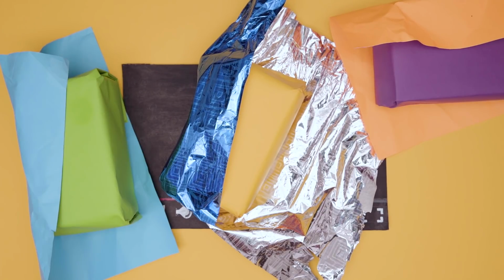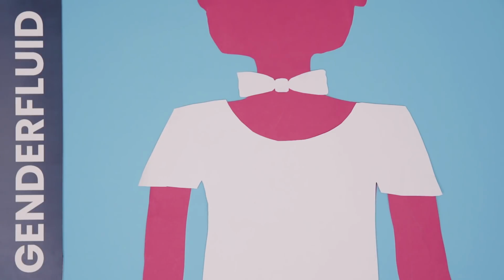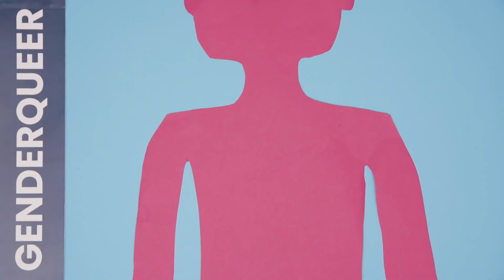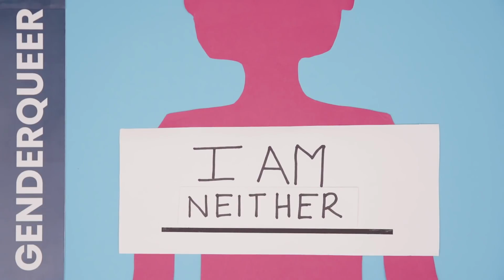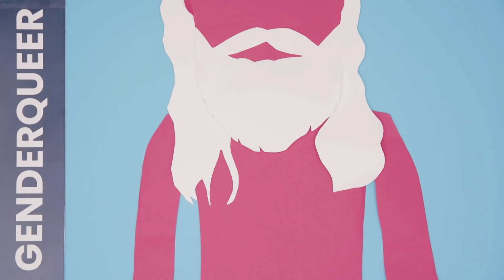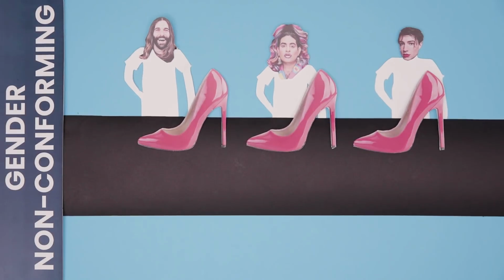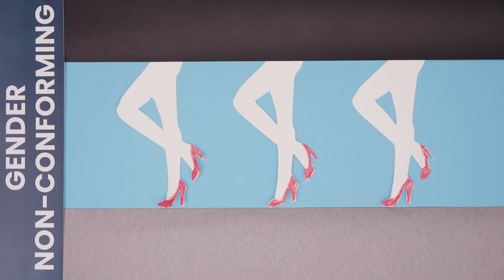Some other examples of non-cisgender identities are gender fluid. These are people who may identify or express themselves as more masculine on some days and more feminine on others. Basically, unki marzi. Gender queer. Someone whose gender identity is outside the strict male or female binary. They may exhibit both traditionally masculine and feminine qualities or neither. GNC, gender non-conforming. These are people who express gender outside traditional norms associated with masculinity or femininity. Because who said boys can't be slinging them heels too?